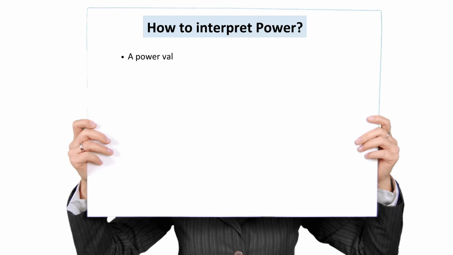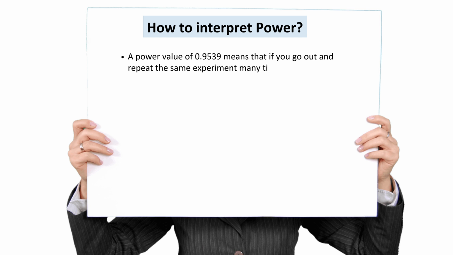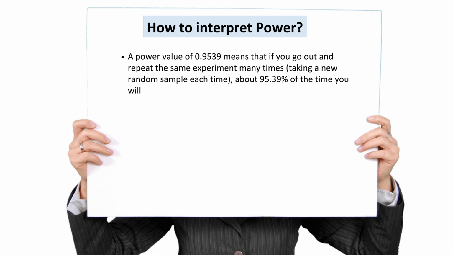A power value of 0.9539 indicates that in a series of repeated experiments, there is a high likelihood, about 95.39%, of correctly rejecting the null hypothesis. This means that the experimental setup has a strong ability to detect real effects or differences when they exist.